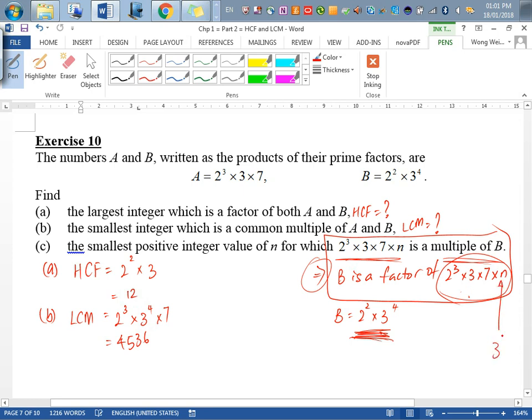This must be 3 to the power of 3. Understand? So, when n is equals to 3 to the power of 3, then how many 3's do we have altogether? We have 4. Because there's one more over here. Then b will be a factor of that number. So what is my value of n? It will be 3 to the power 3. Okay, and this is 27. Any questions?